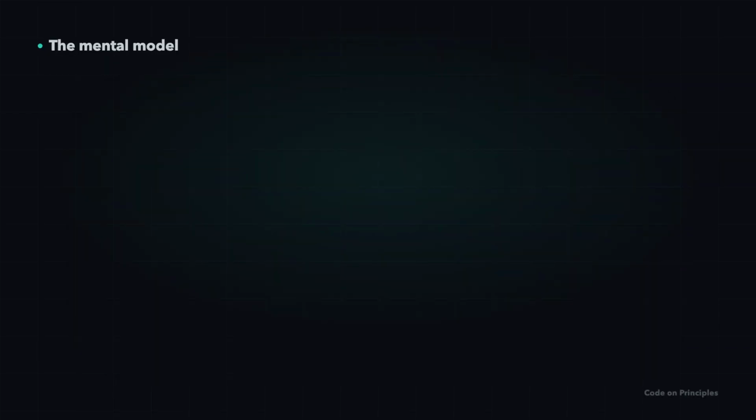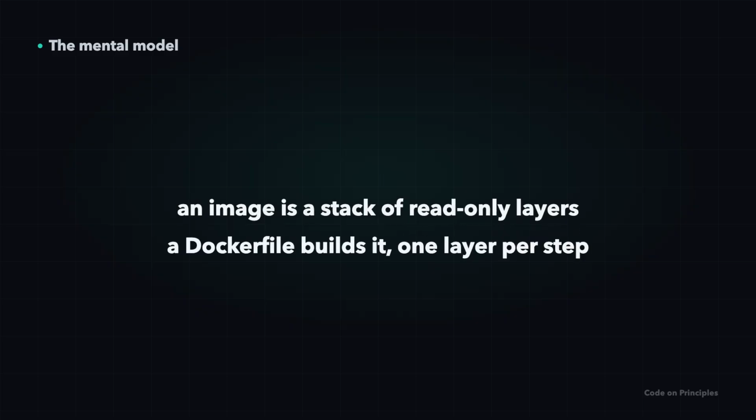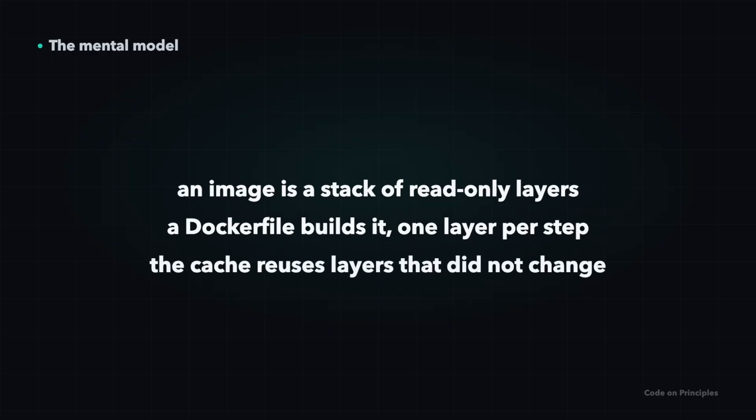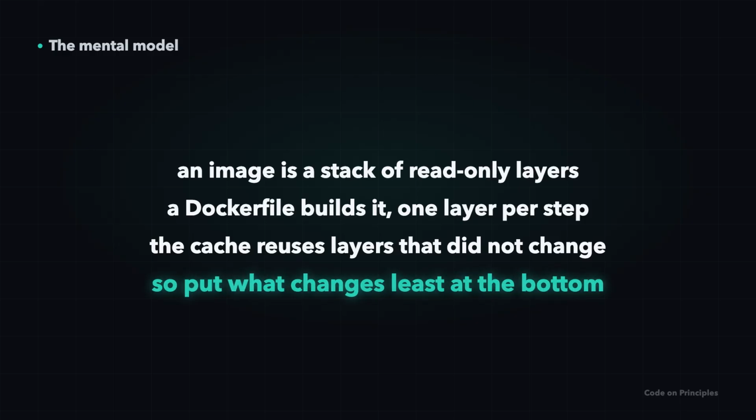So, the mental model for building images. An image is a stack of read-only layers. A Dockerfile builds that stack one layer per step. The cache reuses every layer that did not change. So put what changes least at the bottom and what changes most on top. Do that and your builds stay fast as the app grows.